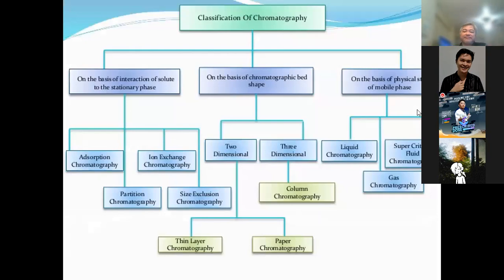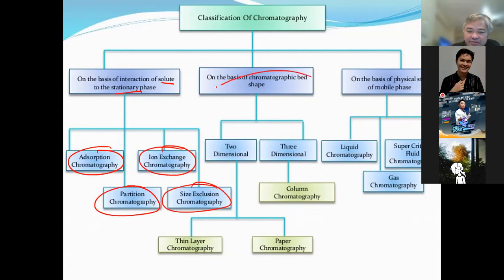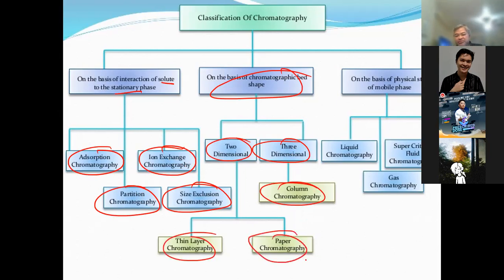So this is the classification of chromatography. So on the basis of the interaction of solute and stationary phase, you have adsorption chromatography, partition chromatography, ion exchange, size exclusion. On the basis of the chromatographic bed shape, you can have a 2D or a 3D. So a 3D is a column chromatography, a 2D is either TLC and paper form. Alin dito ginawa niyo sa orgo?